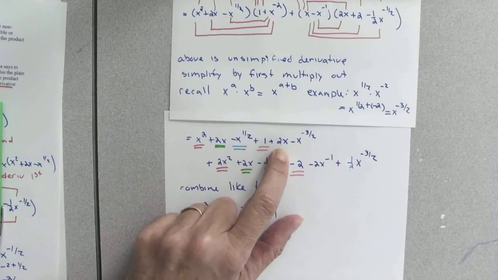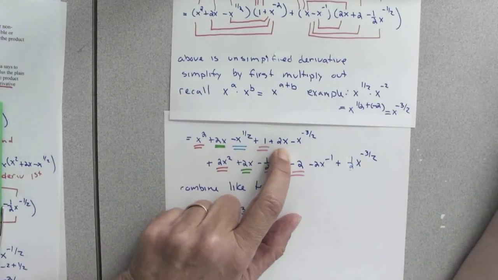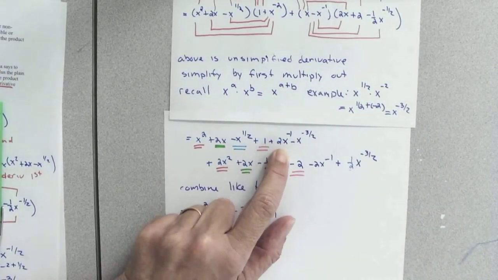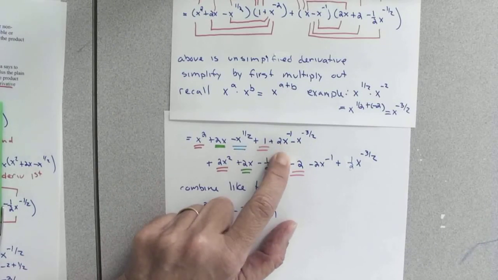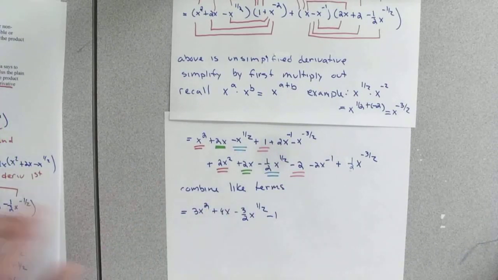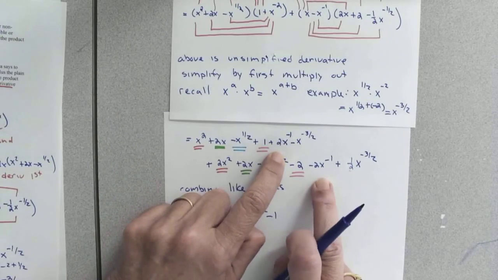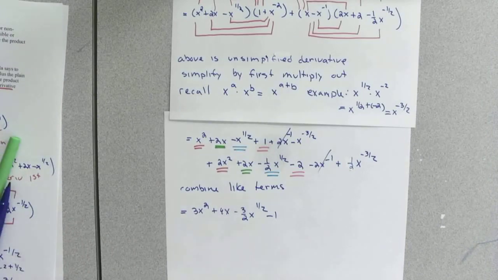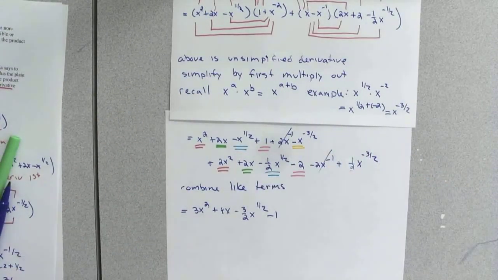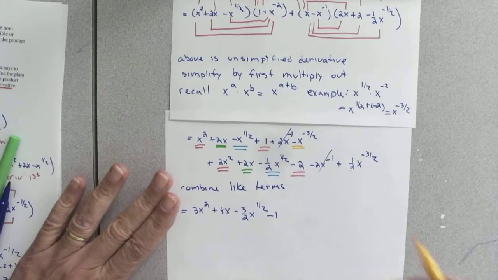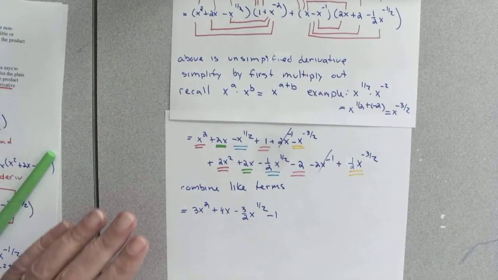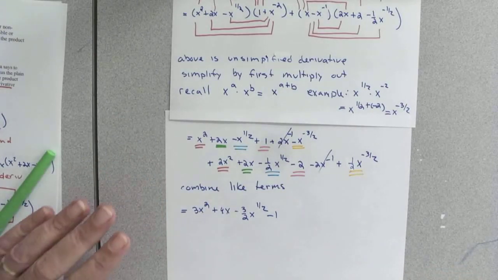I think there's an error right there. Yeah, this is supposed to be 2x to the negative 1. Forgot to write down an exponent. Yeah, that should be 2x to the negative 1 right there. And once I correct that, plus 2x to the negative 1 minus 2x to the negative 1, those cancel. And then finally, negative x to the 3/2 plus 1/2 x to the 3/2. Add those things together.